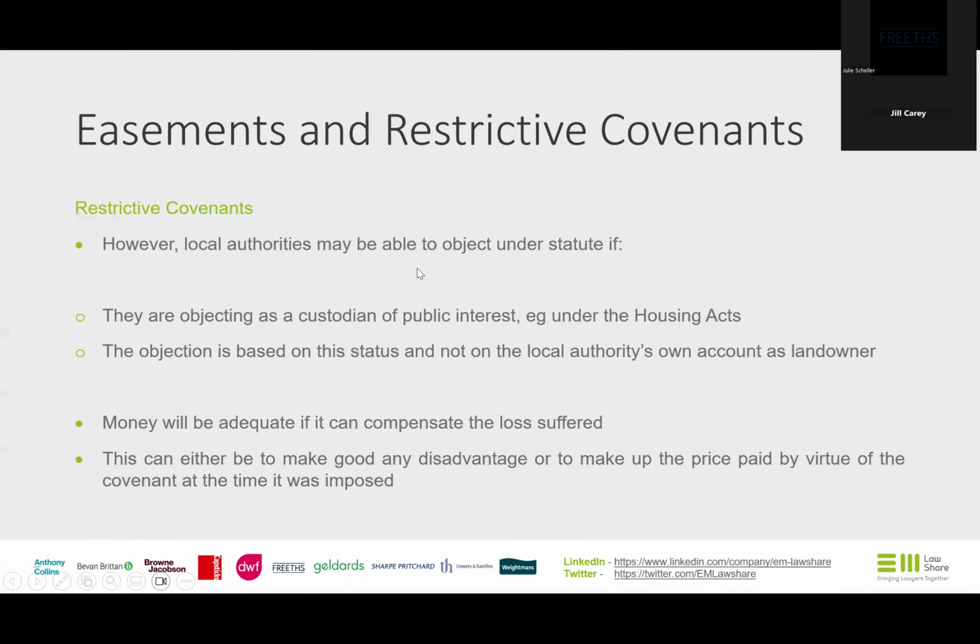Local authorities may have additional statutory powers to object to having a covenant modified or discharged if they're a custodian of public interest. So, for example, in your capacity under the Housing Acts. But a statutory objection can only be made on those grounds rather than if you are, for example, just the normal owner of the property. Money will be adequate if it can compensate, which is obviously what most developers, etc., are looking to do. Money can be paid to make good any disadvantage or to make up the price because the property was cheaper at the time the covenant was imposed.